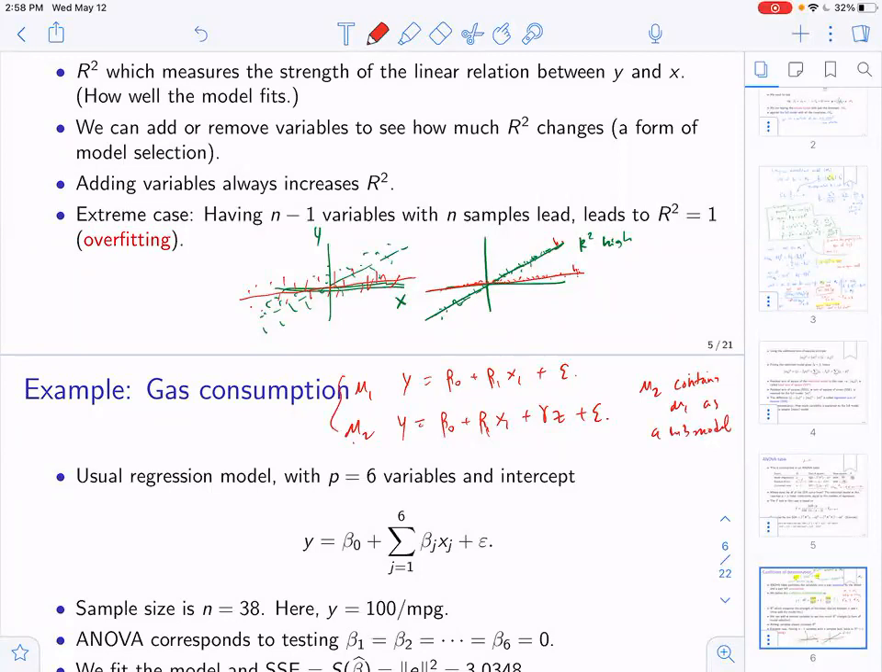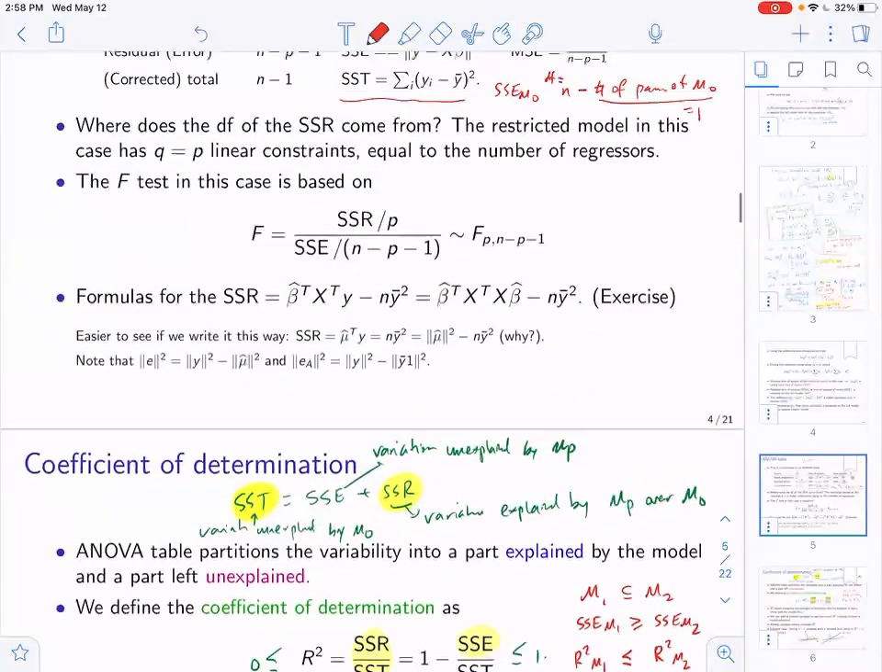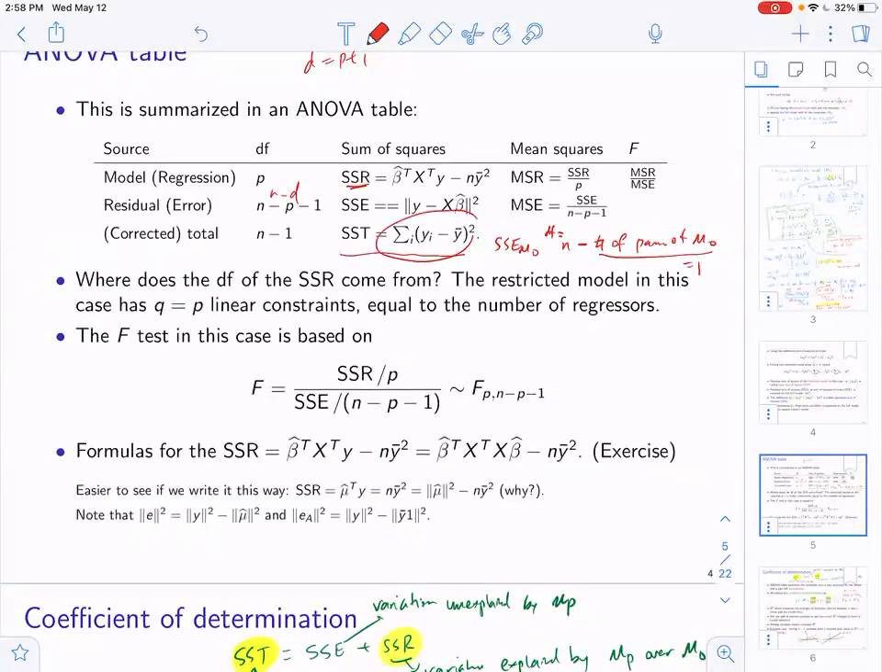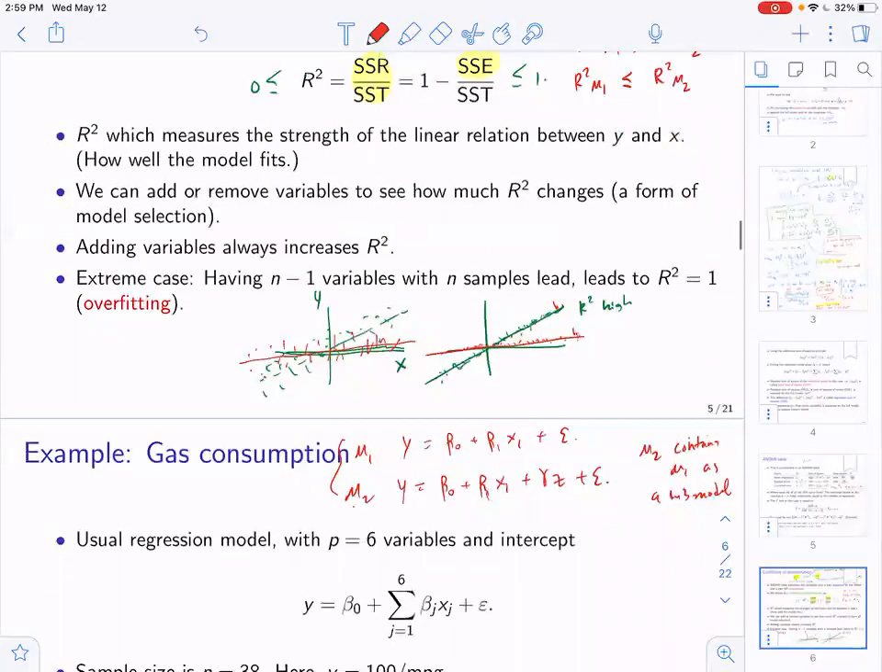So the SSE would go down, the R squared would go up, and SST doesn't change. SST is dependent only on the response. It is the variation in the response, and it doesn't include any information about the covariates. So the problem is that we can't use R squared as a good measure to compare these two models, because I know that I always get a better R squared. R squared bigger means better.